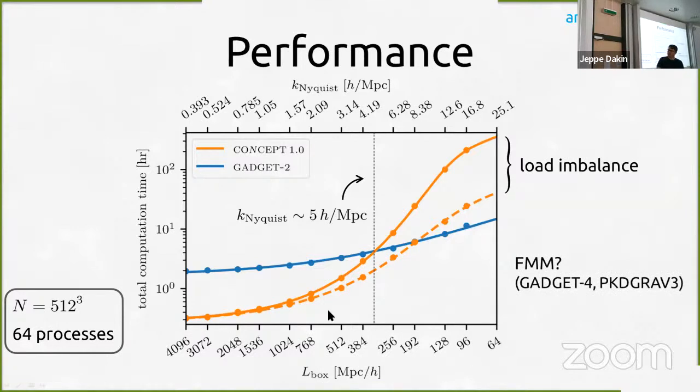This comparison is done with Gadget 2, meaning the old P3M code. You might ask, what about newer, fancier methods, such as the fast multipole method, which is in Gadget 4 or indeed PKDGRAV? I would love to add another line, but I haven't done it. Joachim seems to believe that PKDGRAV will win over CONCEPT at all scales. I'm not so sure. We should find out.